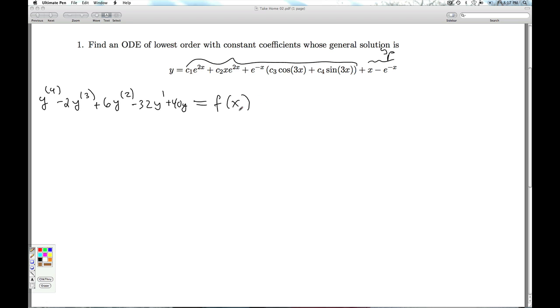I need to find the f of x that corresponds to this yp. Well, how do I get the f of x? Well, if you think about how we solve for yp, we make an assumption as to what yp looks like, and we stick it in and solve for constants. And how do we do that? We stick it in and then match it up with f of x. So the way we're going to find this is that our f of x is going to be the result of plugging in our yp to the differential equation.